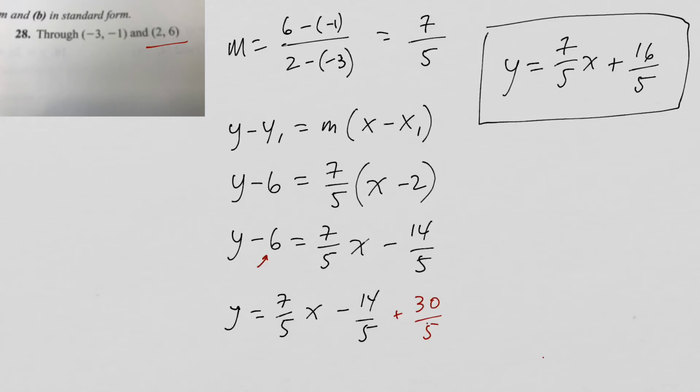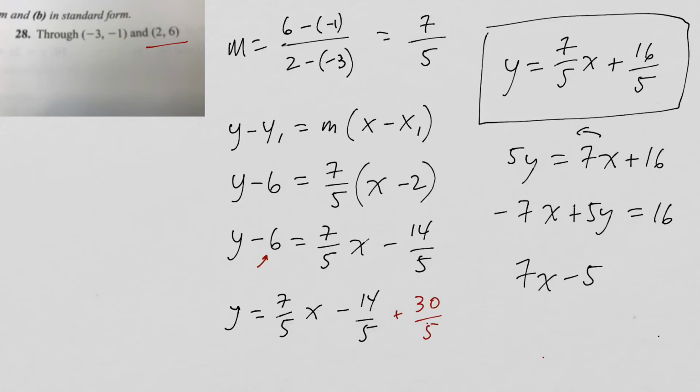All right, part B. We're going to put it into standard form. The first thing I'm going to do is multiply everything by 5 to clear my fractions. 5y is equal to 7x plus 16. Then I'm going to move my x over to the left. So negative 7x plus 5y is equal to 16. Finally, I'm going to flip everything so that my first term is positive. So 7x minus 5y is equal to negative 16, and that's standard form. That was part B.